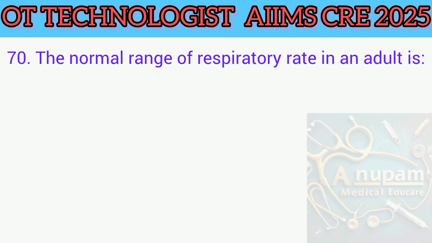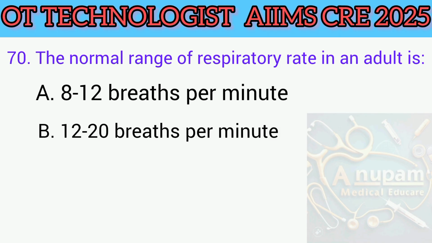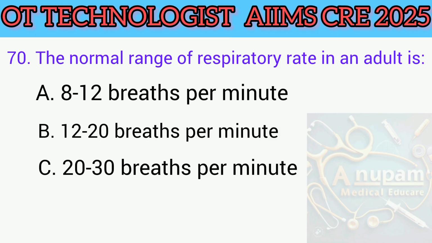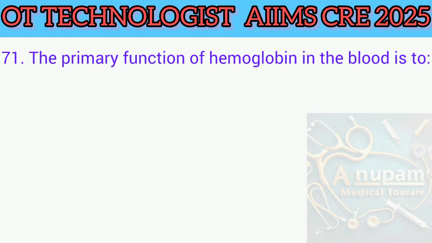Number 70. The normal range of respiratory rate in an adult is. Option A. 8 to 12 breaths per minute. B. 12 to 20 breaths per minute. C. 20 to 30 breaths per minute. D. 30 to 40 breaths per minute. Right option, B.